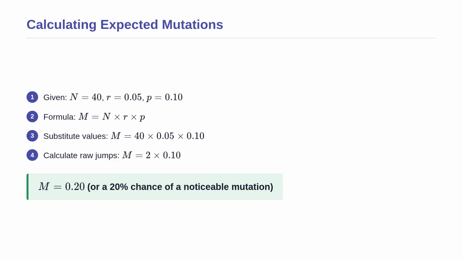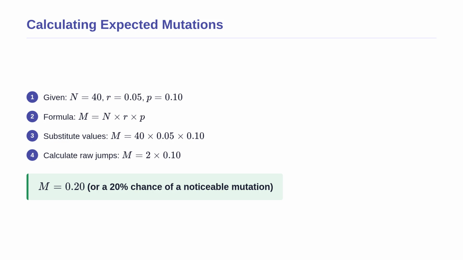Now that we have our formula, let us see this with a concrete example. We are given a wild male fruit fly with 40 active P elements. The jumping rate is 0.05 per generation, and the probability of hitting a critical gene is 0.10. We are asked to find the expected number of noticeable mutations in a single sperm cell. We chose this formula because it perfectly models the linear relationship of these probabilities.